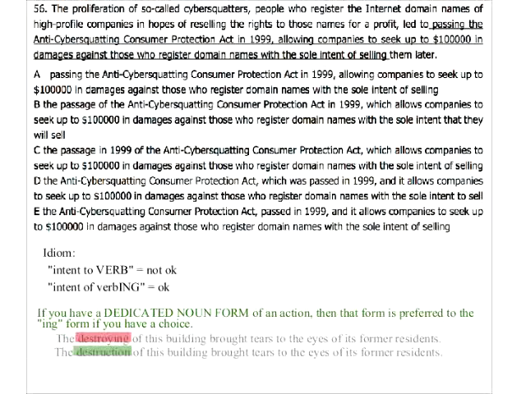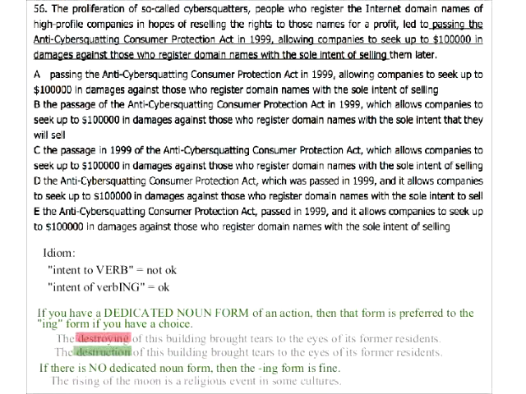So, for instance, if you have something like "the rising of the moon is a religious event in some cultures." There's no word like "risation" or "risage," so this is fine. So make sure you know it. Again, this is comparative. You don't have to memorize this.